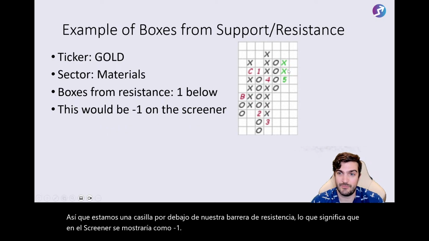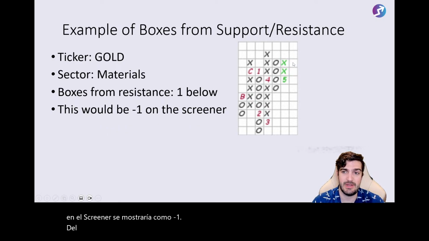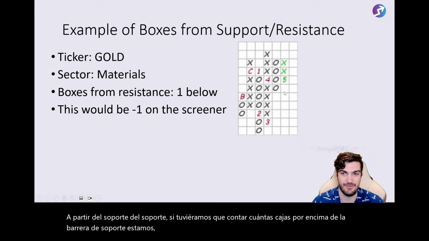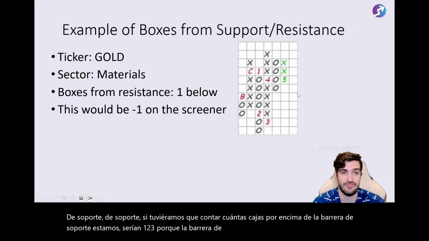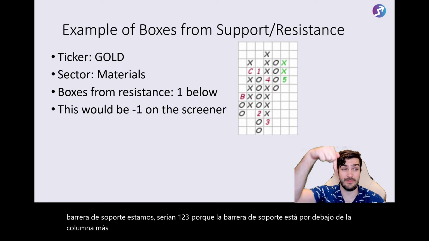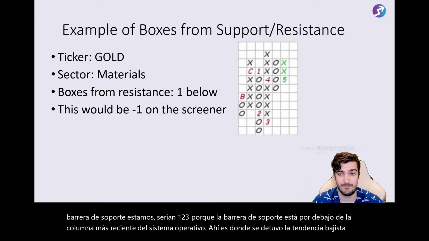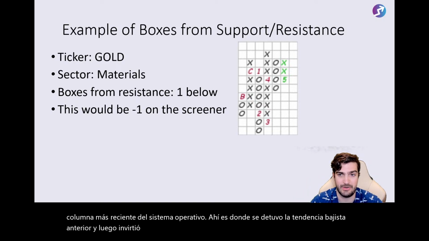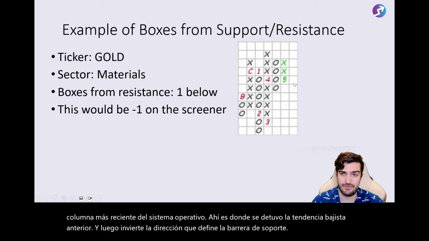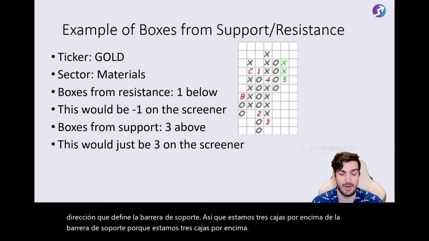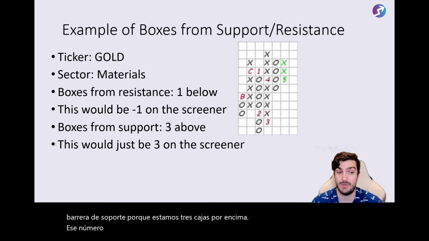From support, if we were to count how many boxes above the support barrier we are, it would be 1, 2, 3, because the support barrier is below the most recent column of O's. That's where the previous downtrend stopped and then reversed direction. That defines the support barrier. So we are 3 boxes above the support barrier. Because we are 3 boxes above, that number would be +3, or just 3.